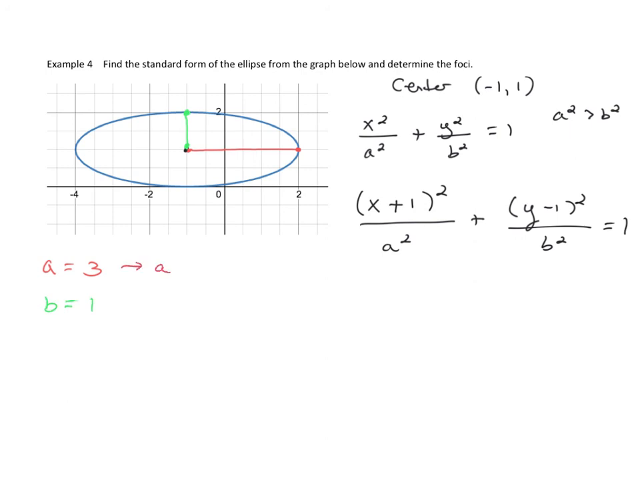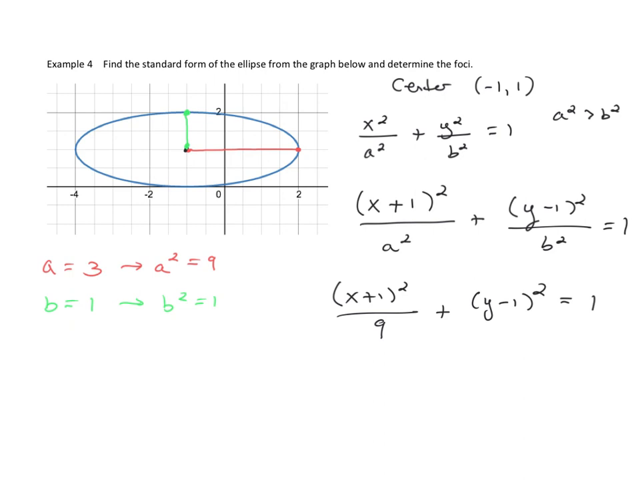Therefore, a squared is equal to 9. And b squared is also equal to 1. So when I put this information into this equation, I won't even write a denominator over here. I'll just put divided by 9, and this will give us the equation that we want. Our equation is x plus 1 squared over 9 plus y minus 1 squared is equal to 1. It is this equation that gives us this graph.